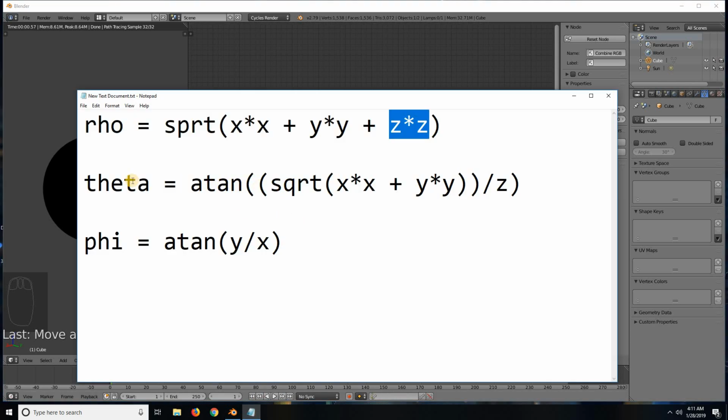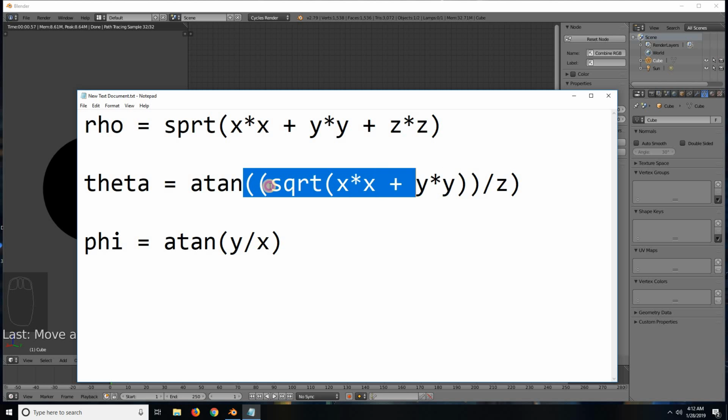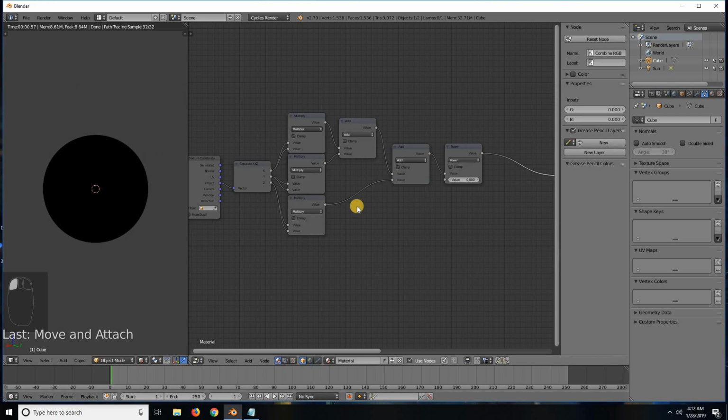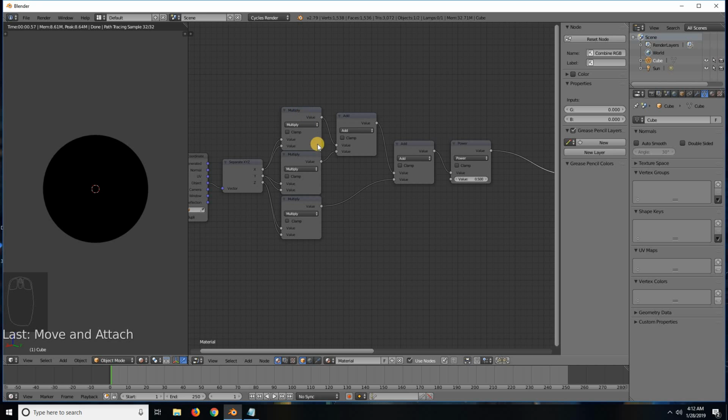Next, we need to build the theta. So we're going to want the arctangent of the square root of x squared plus y squared divided by z. And these are just nested brackets. So let's see, we got 1, 2, 3 brackets going this way, and that's all the rest of the brackets we have facing that way. And we have 3 brackets on this side. So we start with our innermost set of brackets. So we need x squared plus y squared. That's simple enough. We actually already have our x squared right here and our y squared right here.